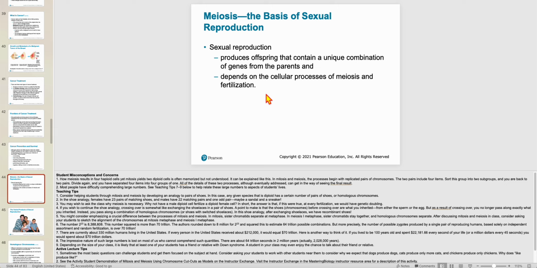And when the 23 fertilize, you get your 46 again. So that's how sexual reproduction works. Now here's the catch though. Because each parent is giving a certain kind of egg and a certain kind of sperm, each egg is different and each sperm is different because of meiosis.